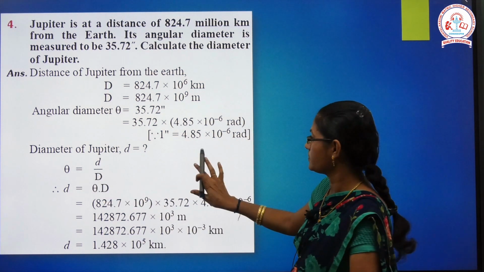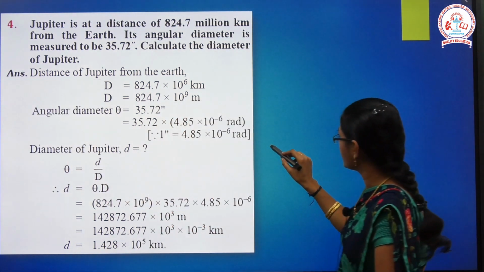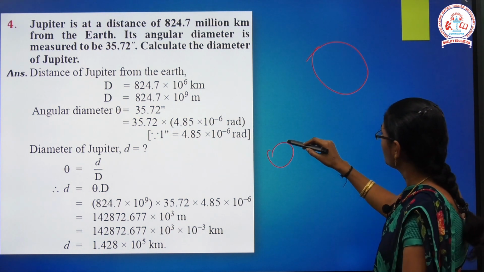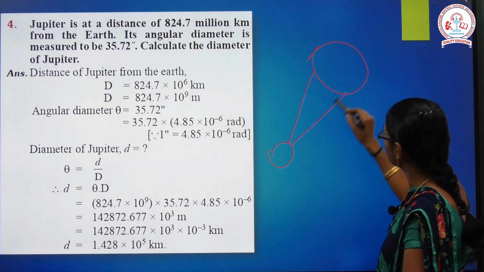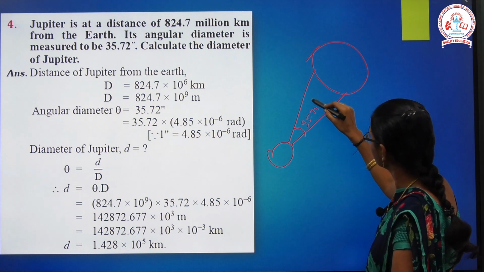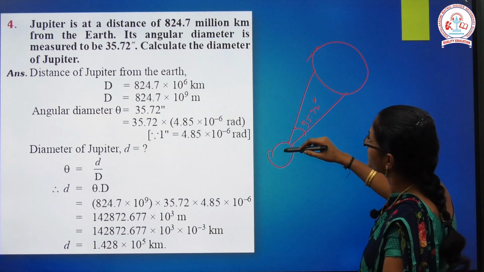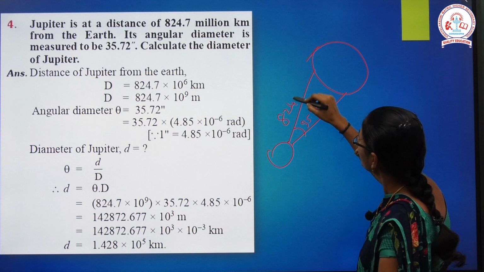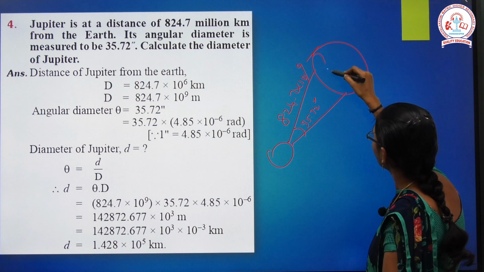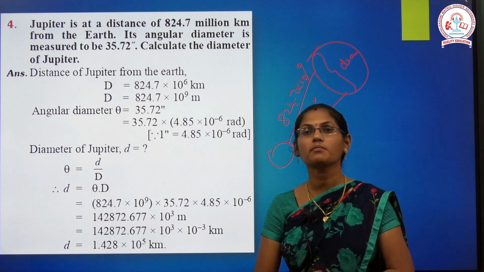In a simple example, consider this is the Earth and this is the planet Jupiter. And what is the angle from the Earth to Jupiter? That is 35.72 seconds. Is it correct? And next, what is the distance of Jupiter from the Earth? That is 824.7 into 10 power 9. So what is your question? You have to find the diameter of Jupiter. Is it correct? You have to find the diameter of Jupiter.